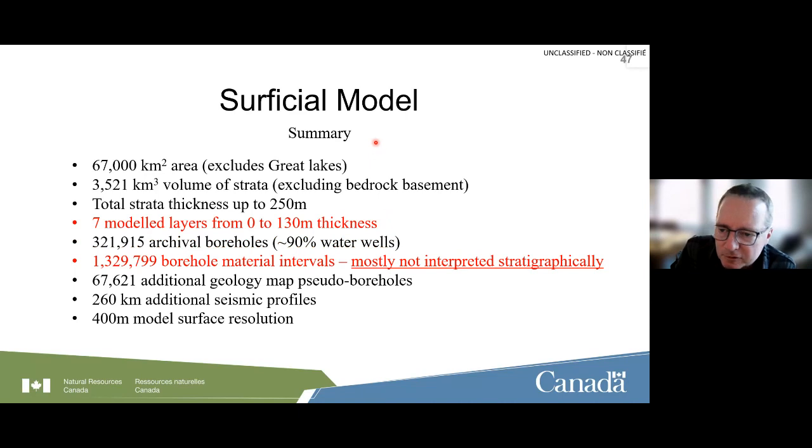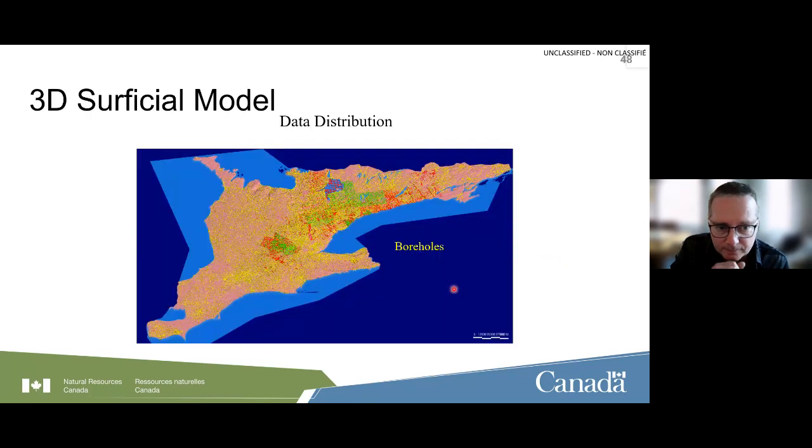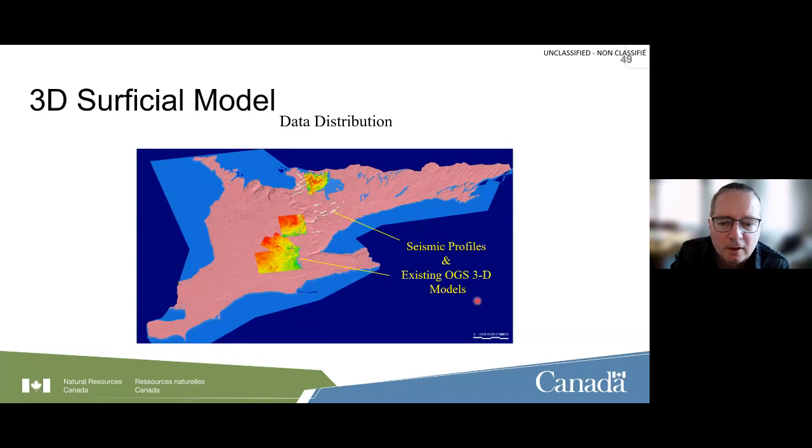This is a summary of the superficial model. Again, I'm not going to go into the details, but there are 7 modeled layers, very large number of material intervals, and very importantly, they're mostly not interpreted stratigraphically. The data are more evenly distributed and more dense than the bedrock model data. And we also utilize digitized GSC seismic profiles and the gridded surfaces of published OGS models.